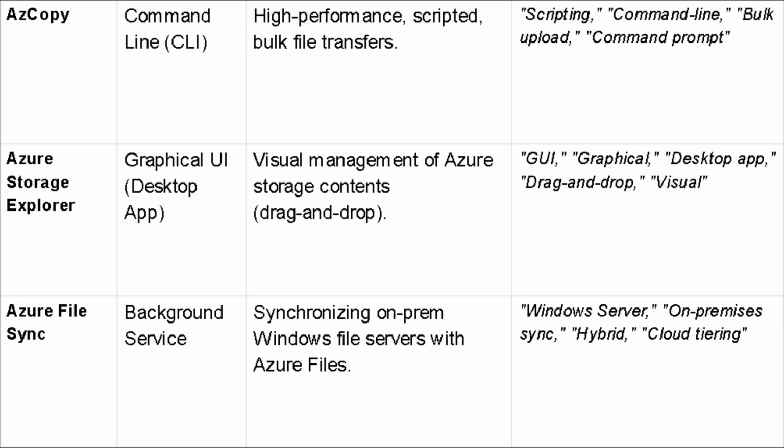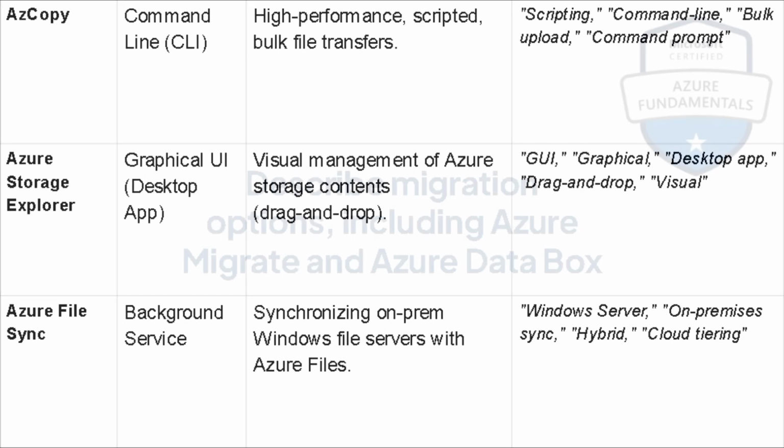And Azure File Sync, it uses a background service. Remember this for your AZ-900, and it synchronizes on-premises Windows file servers with Azure Files. And remember this for your AZ-900, it's used for Windows Server, on-premises sync, hybrid environments, and cloud tiering.